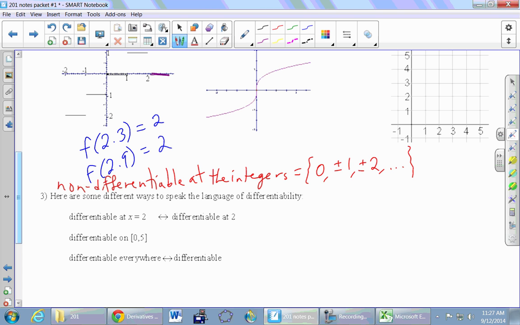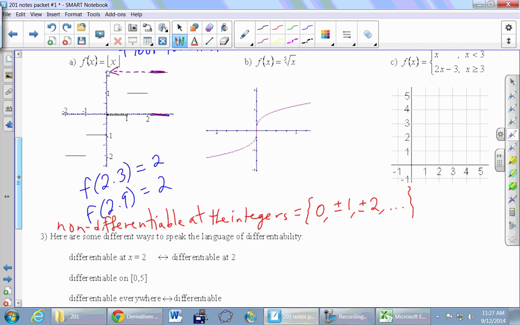Part B is apparently the 5th root of x function. What's the problem here? A vertical tangent line. Where? At x equals 0. So this function is differentiable every place except at x equals 0. All right, so there's our vertical tangent line.